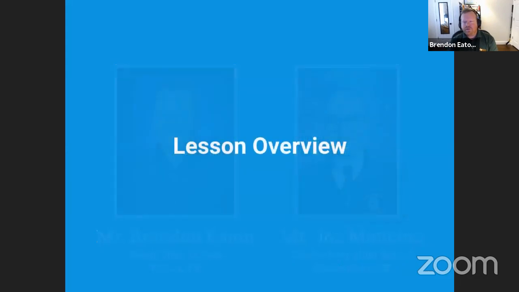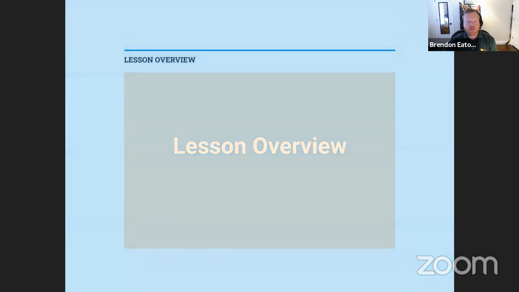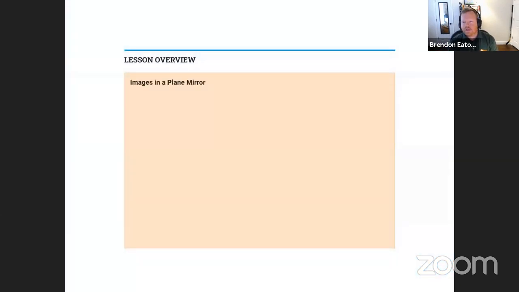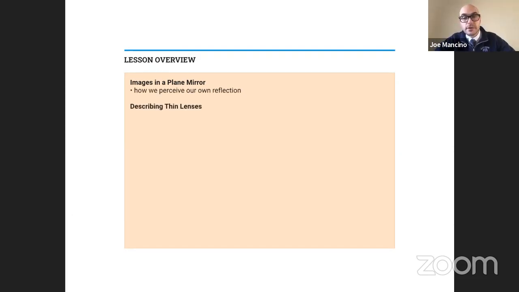Let's go over a brief lesson overview of what we'll be talking about today. We'll start with images in a plane mirror and how we perceive our own reflection. And then we'll talk about thin lenses, the difference between convex lenses and concave lenses. We'll talk about the anatomy of a lens, really. It's the focal length, the radius of curvature, and the different types of lenses.